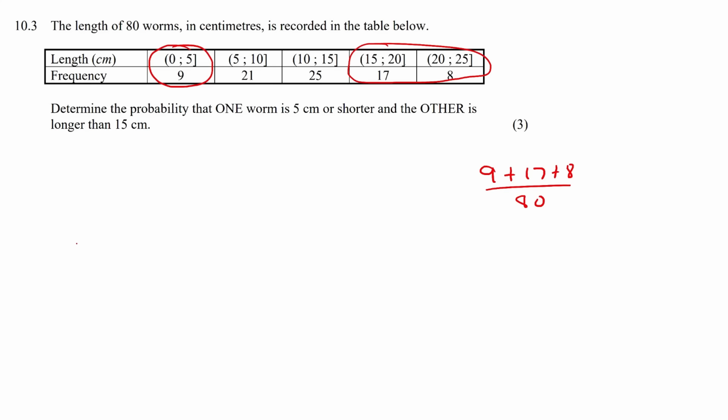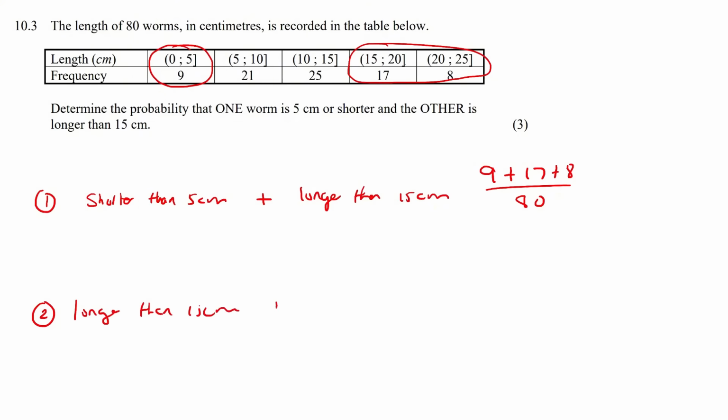But Bo wants to choose 2 worms from that bucket of worms, and he wants to make sure that one of the worms is going to be 5 centimeters or shorter, and the other is longer than 15 centimeters. Okay, so there are 2 ways it can go. The first one is that for the first worm, he chooses a worm that is shorter than 5 centimeters, and then he chooses a worm that is longer than 15 centimeters. The other scenario is that he first chooses a worm that is longer than 15 centimeters, and then the next worm is going to be shorter than 5 centimeters.